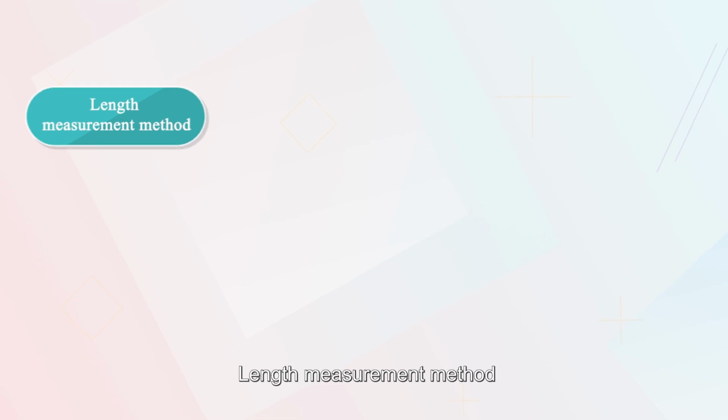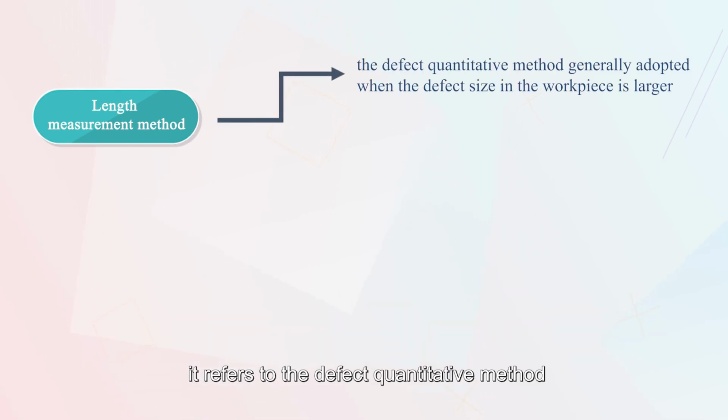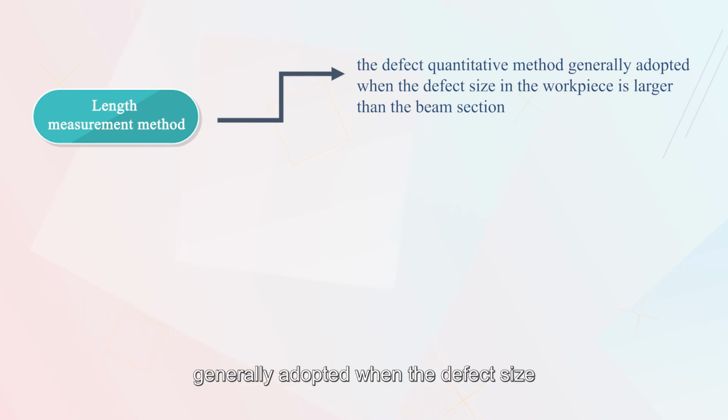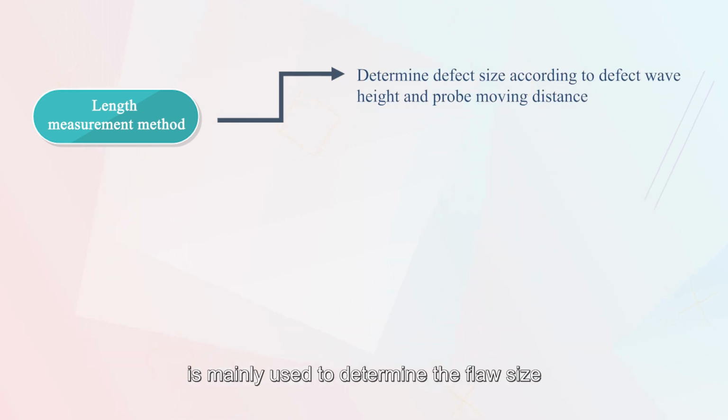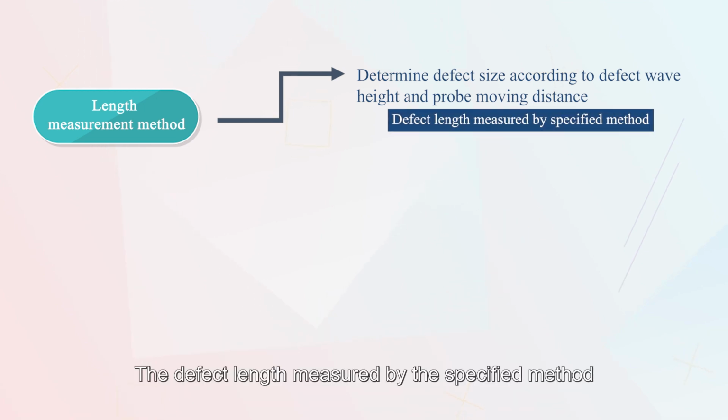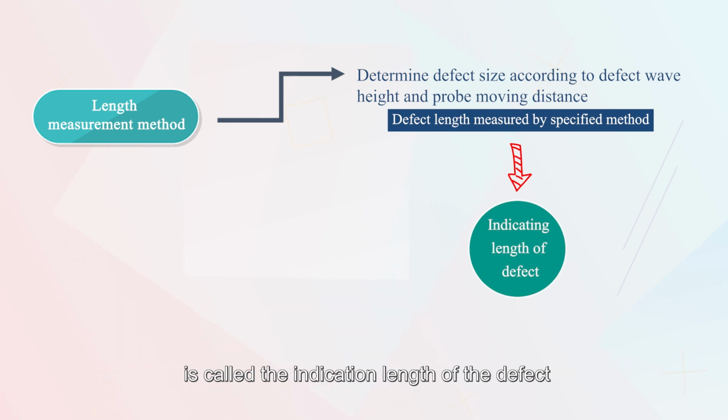Length measurement method. It refers to the defect quantitative method generally adopted when the defect size in a workpiece is larger than the beam cross-section. The length measurement method is mainly used to determine the flaw size according to the flaw wave height and the probe movement distance. The defect length measured by the specific method is called the indication length of the defect.